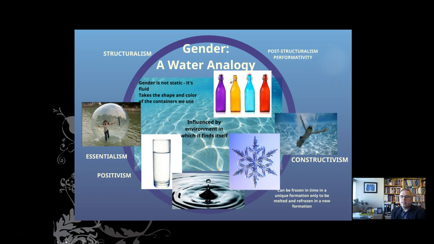The other thing is that if you freeze water in time, much like we try and do in science all the time when we might interview somebody or watch someone's behavior at a given point in time, it will form a snowflake or a very clear crystallized pattern, which can be described in great detail. However, just like gender, this isn't permanent because it can melt, it can return to a fluid state, and it can refreeze in another form. And so I find that a lot of people find this water analogy to be a really useful one.